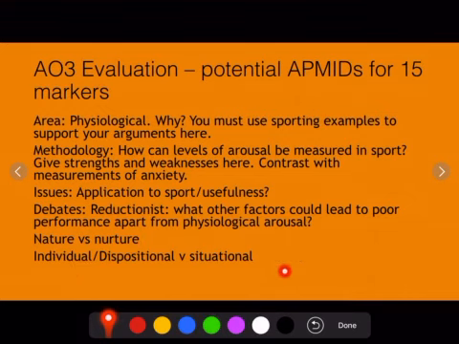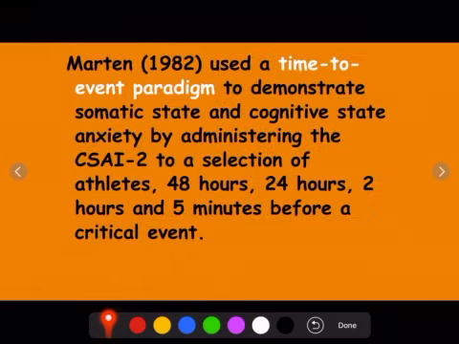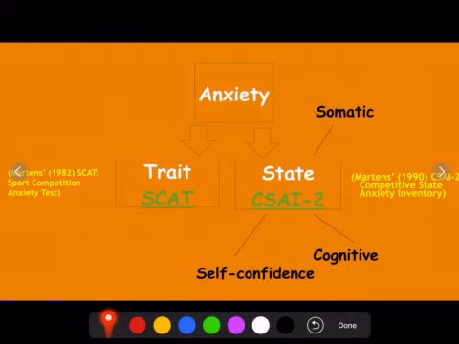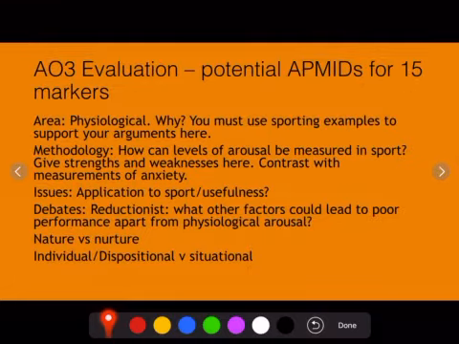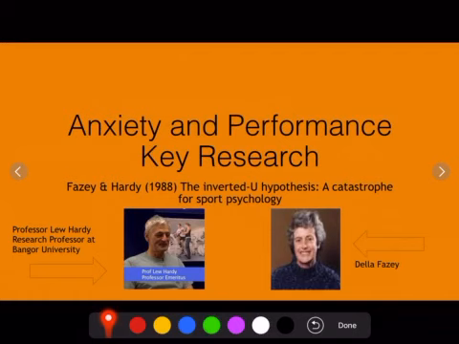And then individual, dispositional versus situational. Again, look back through and the quite clear differences between your trait and your state, disposition, situation. Okay. Right, next up, the key study.